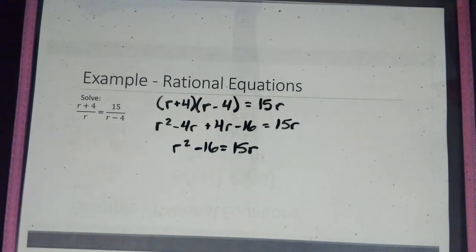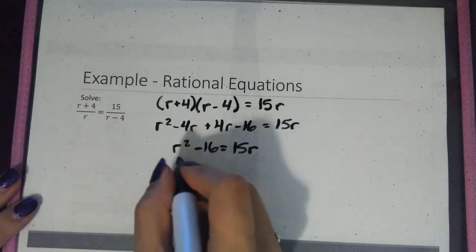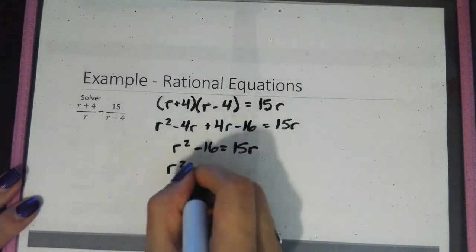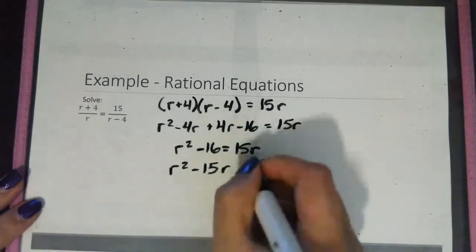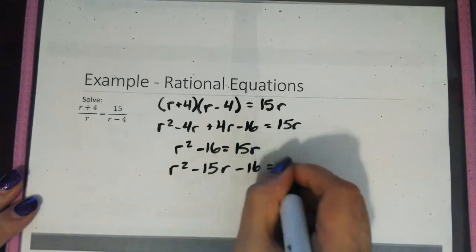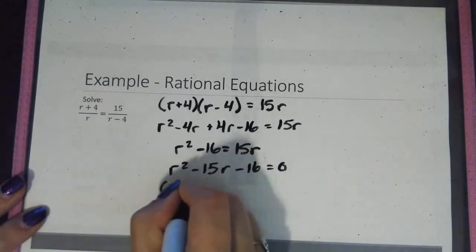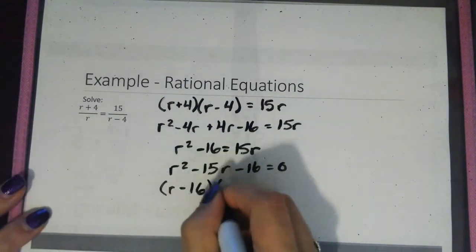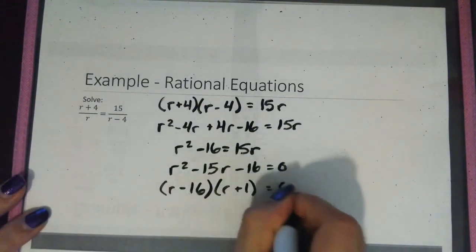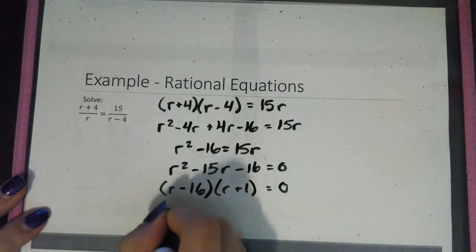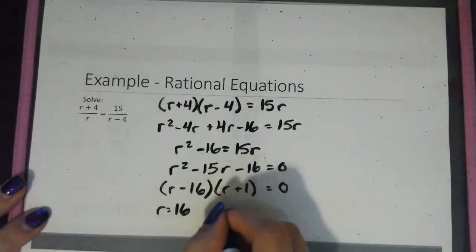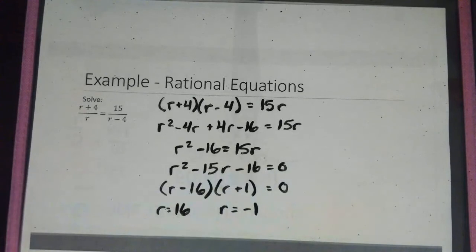This is a quadratic equation because it has an r squared, so I need to get all of my terms on one side. So I'm going to subtract that 15r over. That gives me r squared minus 15r minus 16 equals 0. I'm going to go ahead and factor that into r minus 16 times r plus 1. That gives me r equals a positive 16 and r equals a negative 1.